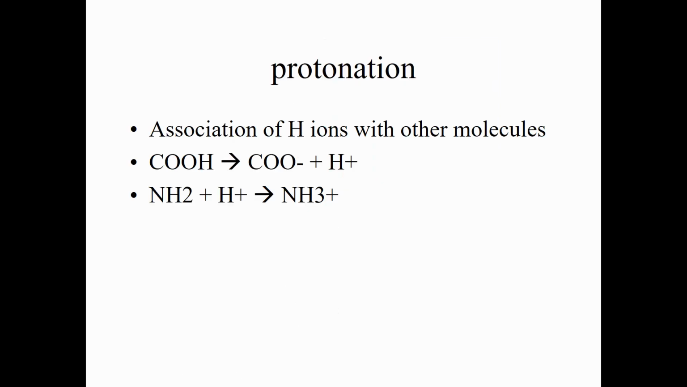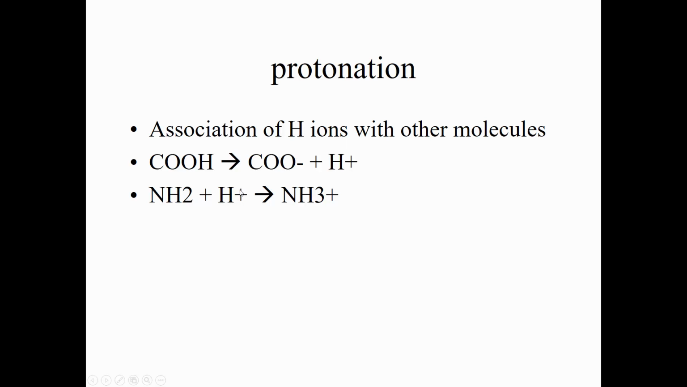So protonation is the association of hydrogen ions with other molecules. So these are some side chains I showed you. We're going to encounter these side chains in amino acids. So that's a carboxyl group. Here's the protonated form, or it could dissociate and have a negative charge. These side chains tend to be ionized at physiologic pH. But if the pH became more acidic, then we would protonate this carboxyl group.